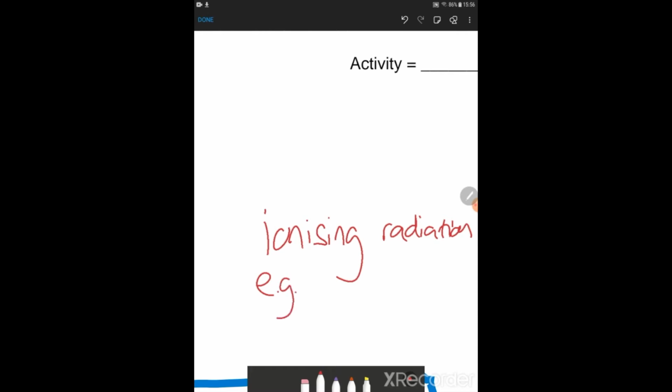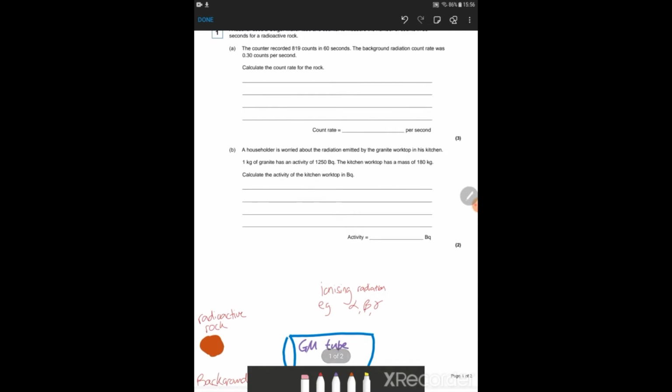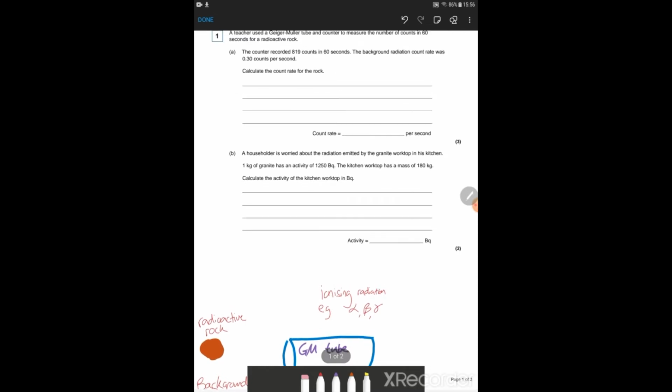Ionizing radiation, e.g. we've got alpha, beta, and gamma. And they enter this tube which clicks, okay, and that's your count.